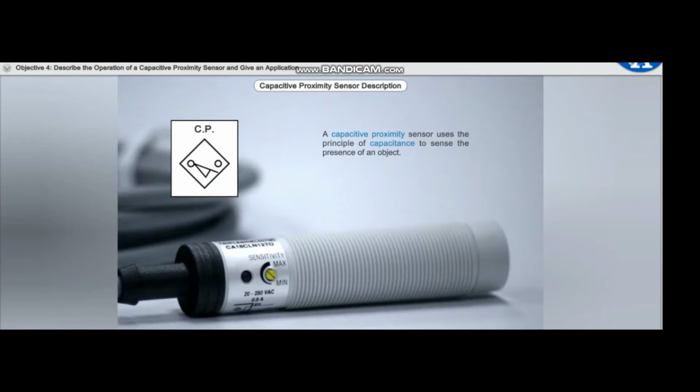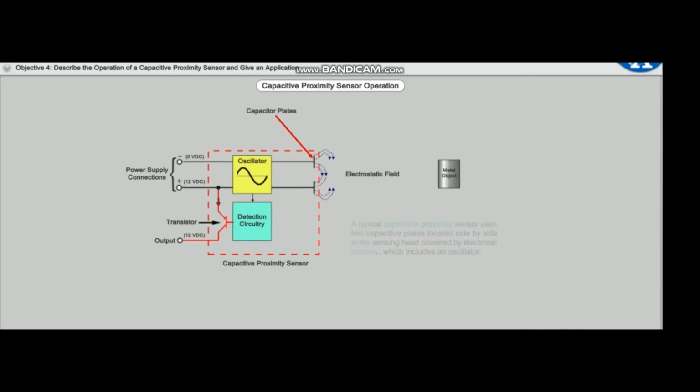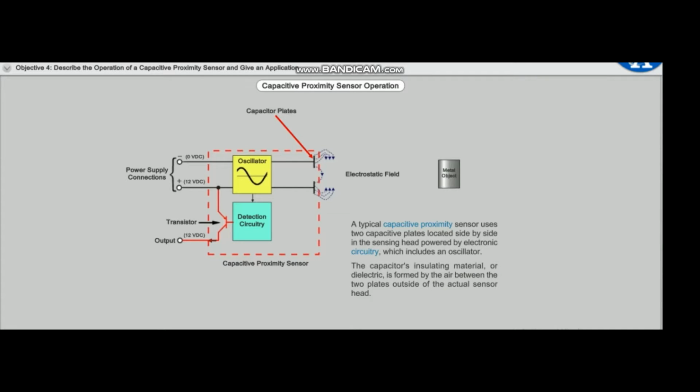A capacitive proximity sensor. A typical capacitive proximity sensor uses two capacitive plates located side by side in the sensing head, powered by electronic circuitry, which includes an oscillator. The capacitors insulate.